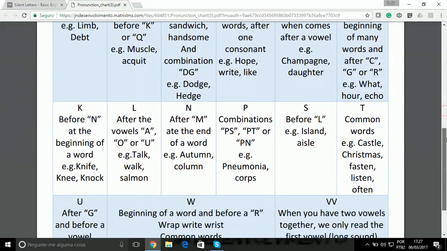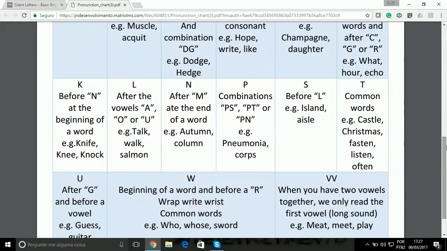The K, we never read the K when it comes at the beginning of the word before the N. So we've got knife, knee, knock, knight, and so on. The L after the vowels A, O, and U, we never read it. Well, not never, but most of the time. Talk, walk. In some cases we do read it, like sold. So just be careful, but in most of the words we don't read it.